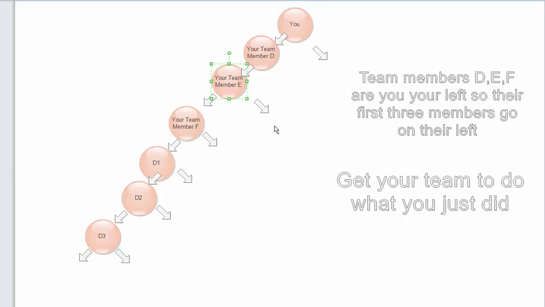Team E person does the same thing. He's on the left. His first three people come down the bottom, E1, E2, E3. F does the same, F1, F2, F3. D1 person down here grabs three people. He is on his sponsor's left, does the same thing. So D1 Alpha, D1 Bravo, D1 Charlie, all on the left-hand side.